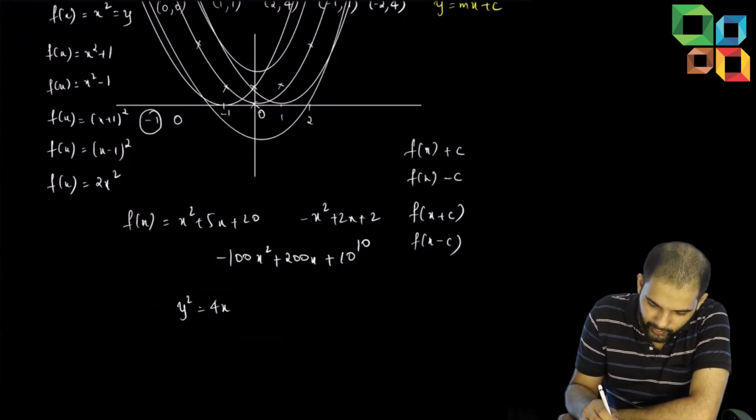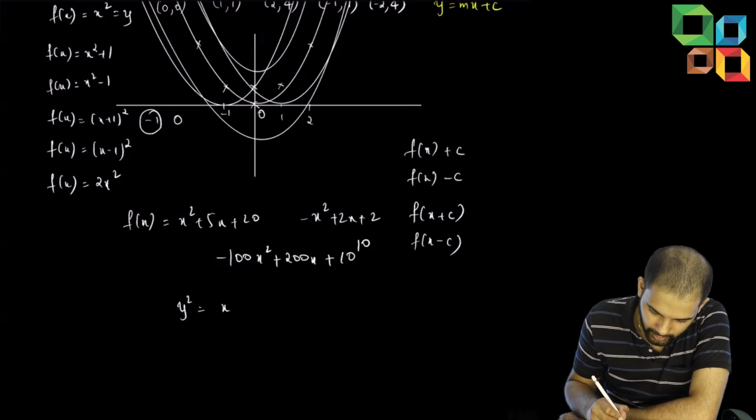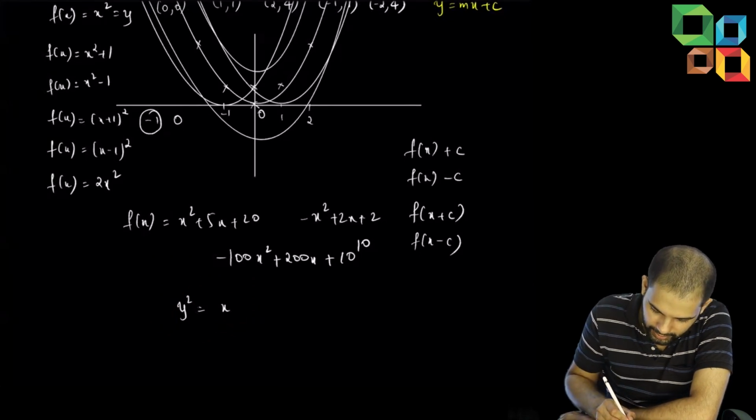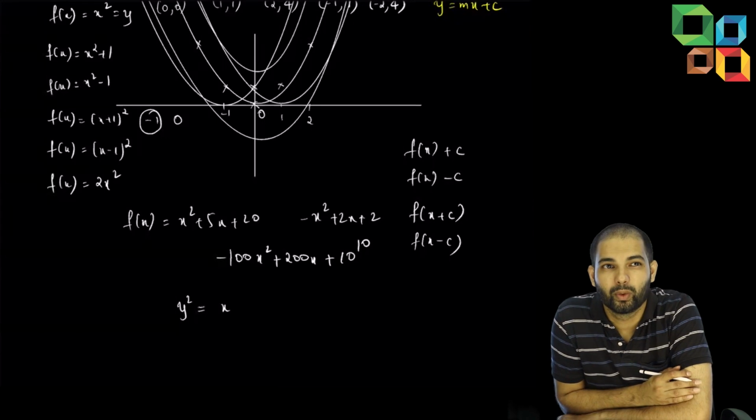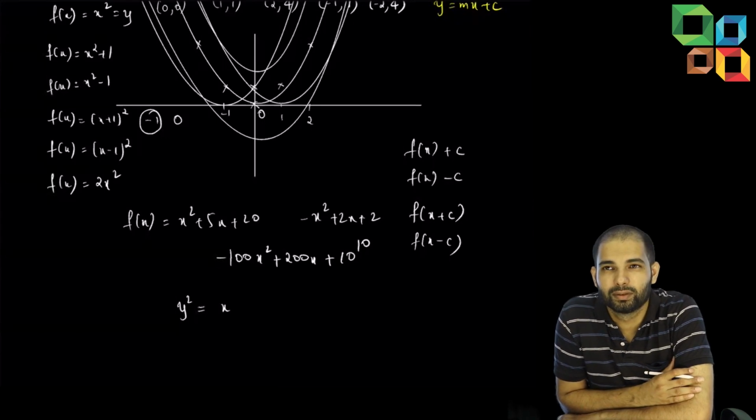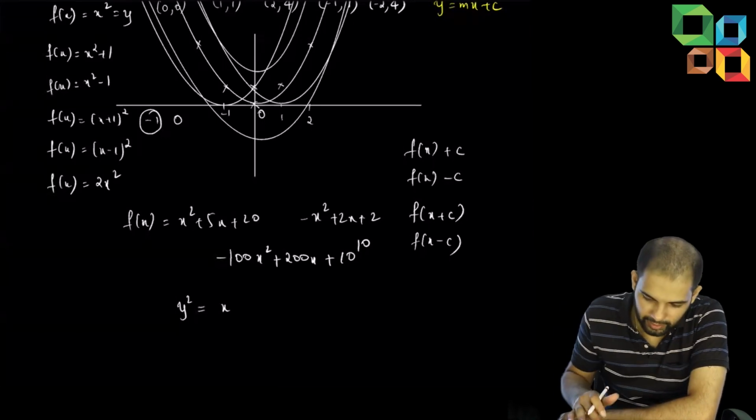Okay, I just added 4. Let me remove the 4. If you don't want a number, you can imagine this better. Yeah, x equal to y square. What will change? What will change? Okay, it's better.